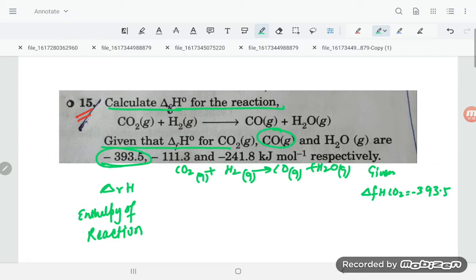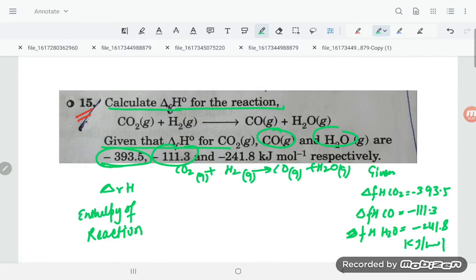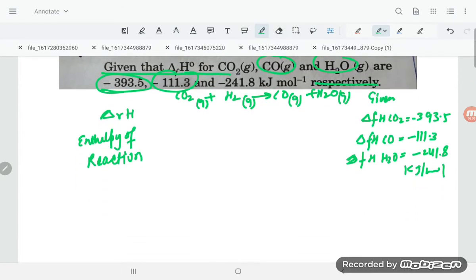Then for CO, the enthalpy of formation is given as minus 111.3, and for H2O, ΔfH is minus 241.8. These all are in kilojoule per mole. So these are the values given, respectively, and the question is to calculate ΔrH naught.